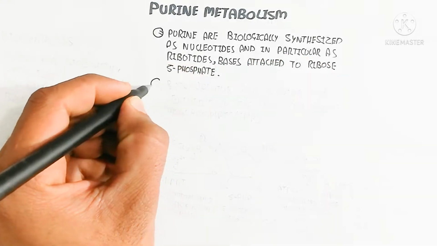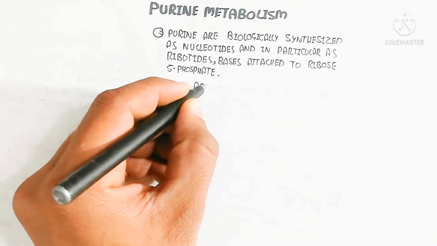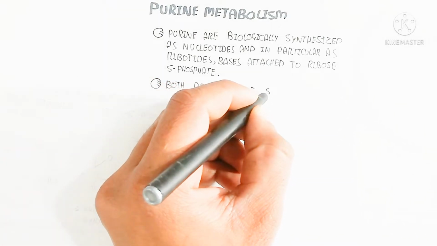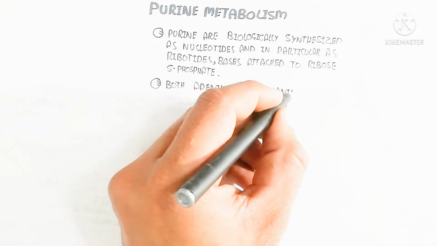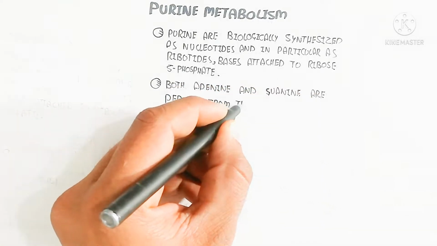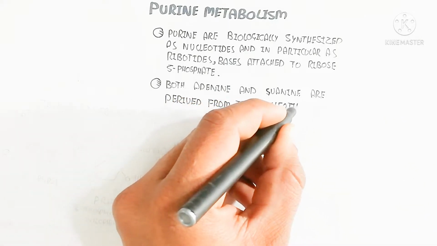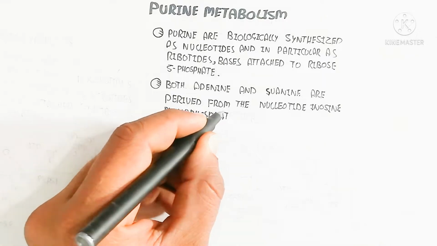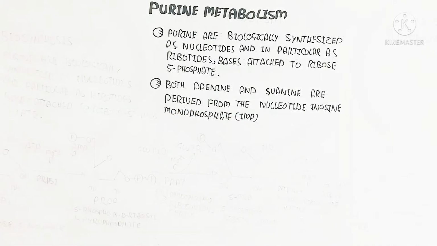That is the major function. But both adenine and guanine are derived from the nucleotide inosine monophosphate, the inosine monophosphate derivatives. So what is inosine monophosphate? We will also understand about inosine monophosphate. So let's begin to understand. First of all, I want to share the introduction of purine.